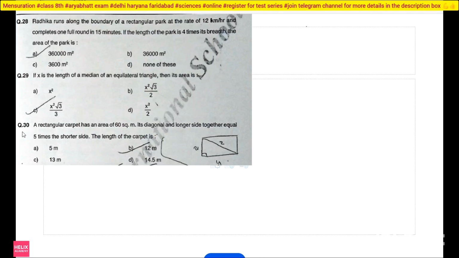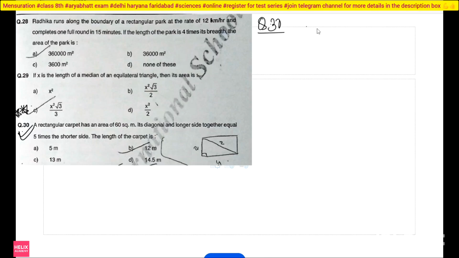Okay, see question number 30. A rectangular carpet has an area of 60 square meter, and the diagonal and the longer side together equal 5 times the shorter side. There is a relationship between the diagonal, longer side and shorter side. They have not given the direct values, they are just giving the relationship. So we know the relationship between the diagonal and the other sides. It is a very good question, just keep practicing. Question number 30, I am just putting a star on that.